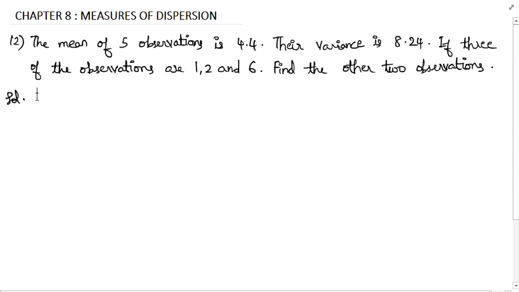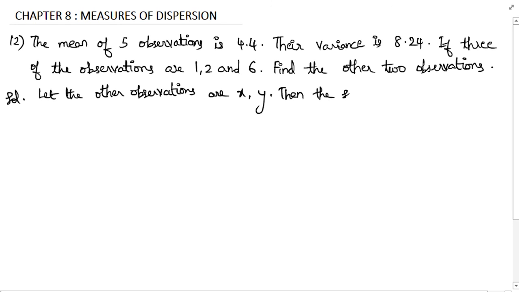So now the 12th one: the mean of 5 observations is 4.4, their variance is 8.24. If 3 of the observations are 1, 2 and 6, find the other 2 observations. Okay, so let the other observations be x and y. Then the series would be 1, 2, 6, x and y.